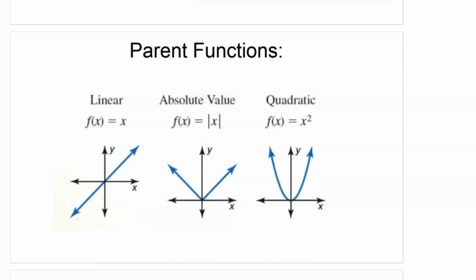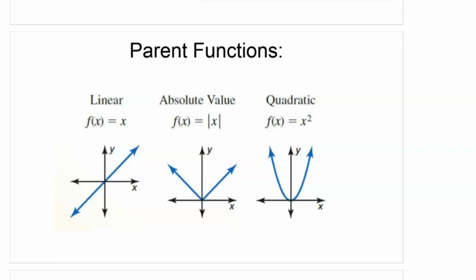Let's get into it. The first thing to think about when you are graphing an equation is the parent function. So here I have some examples of parent functions. What the parent function is, it's the most basic form of that function. So for the linear one, I have f of x equals x. So it's just an x. There's no other numbers or anything added to it. Again, this is just the most basic form of that equation.